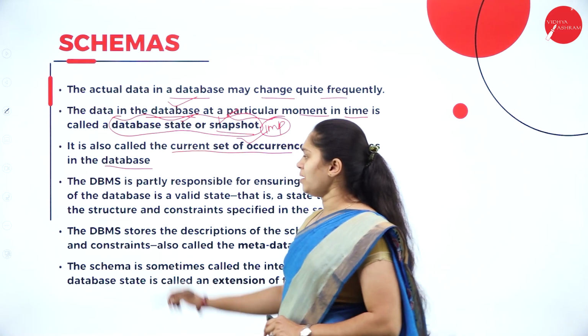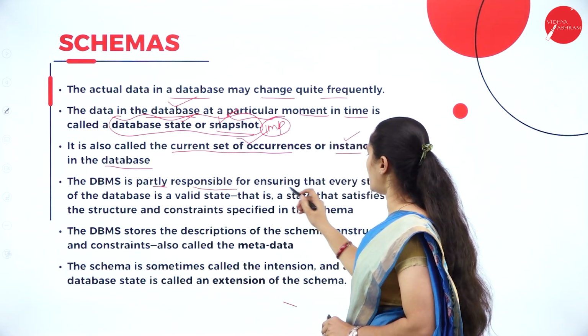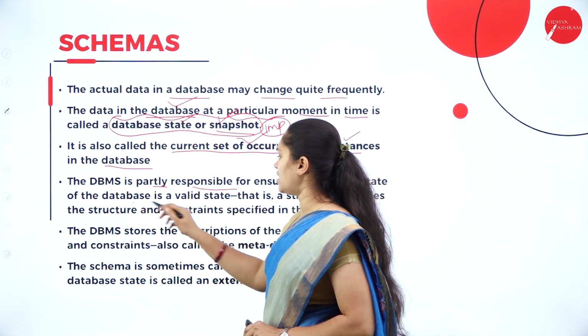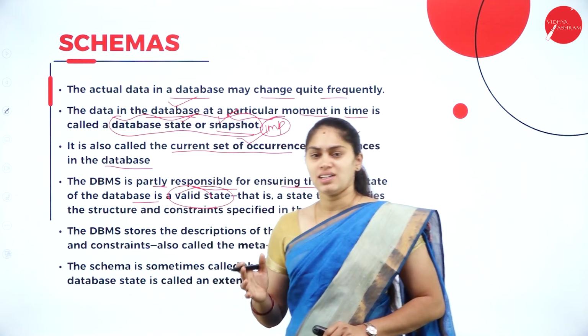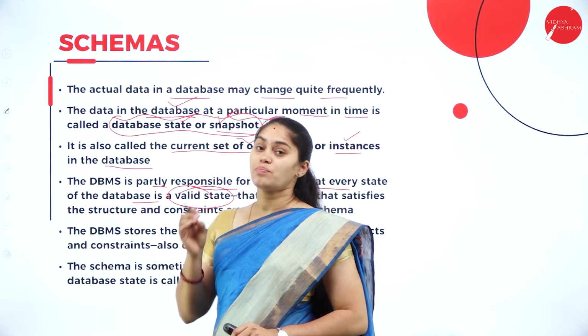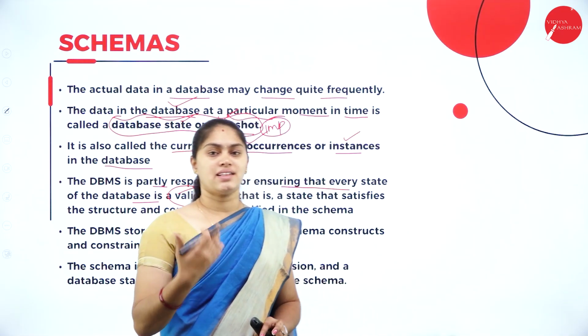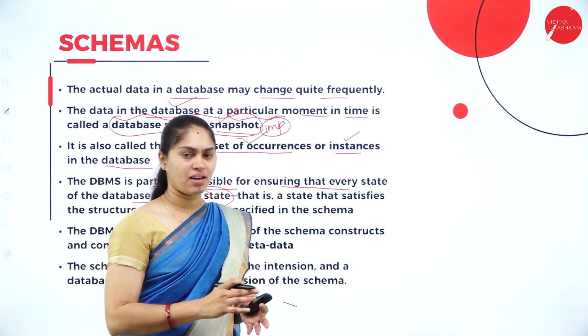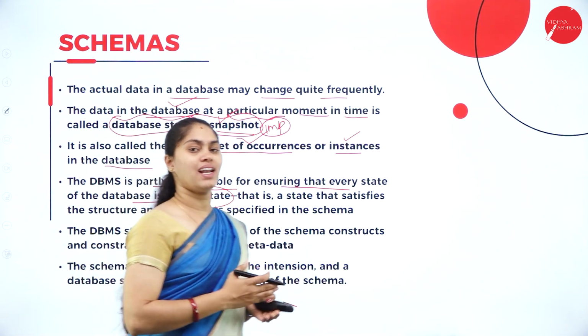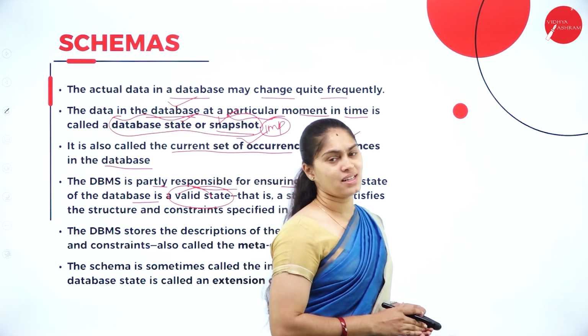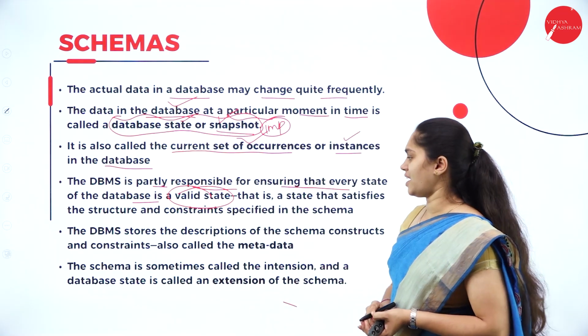Then the DBMS is partially responsible for ensuring that every state of the database is a valid state. Whatever the content or values are at that particular moment, everything should be valid data. Only if it is valid data can we expect consistency in the database.